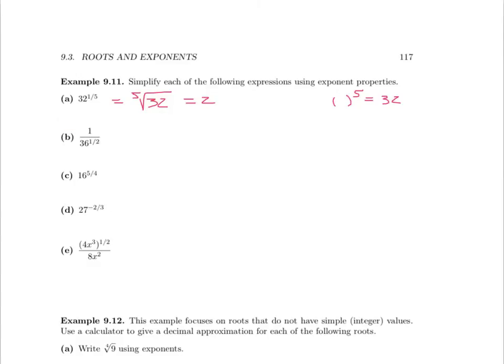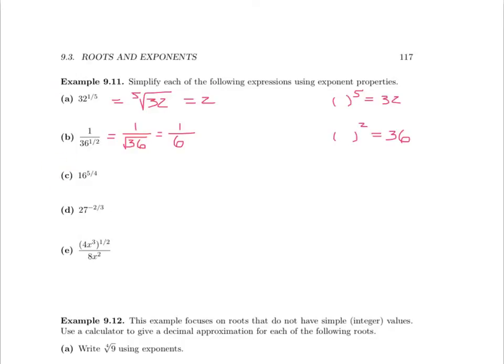Now let's look at part B. We have 1 over 36 to the 1/2. Well, what is 36 to the 1/2? 36 to the 1/2 is defined to be the square root of 36. And the square root of 36, remember, now you're looking for a number which, if you square it, would give you 36. And there are two numbers, 6 and -6. But when we're talking about this symbol, we're only referring to the positive root. So in this case, that would be 6. So that's our final answer.